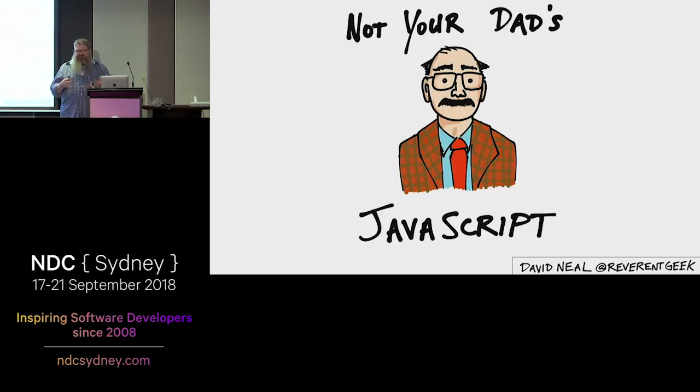So you can use fat arrow syntax. You can now use async and await. You can use promises if you want to use promises. All the language features that have been added over the last few years, you have access to, without having to use a transpiler like Babel, which is really awesome.